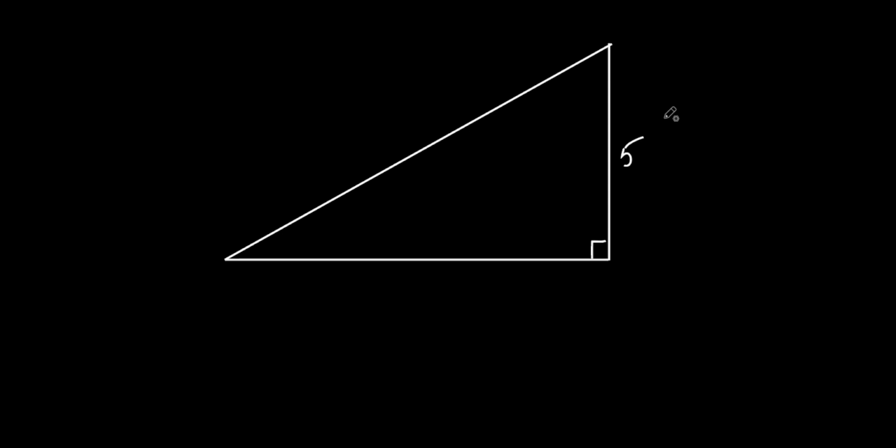What if I made that 5? Now, let's make this 5. Let's make this 2, okay? And then I wanted you to solve for C. So let's do Pythagorean theorem. Let's write it down. Have you memorized it yet?